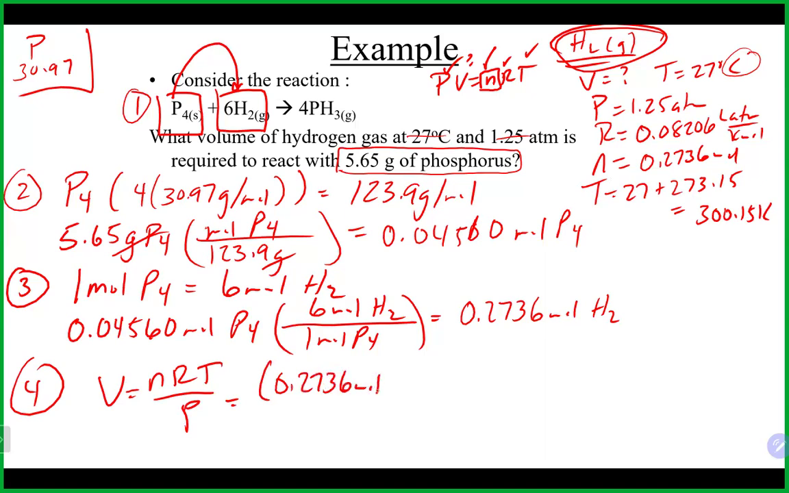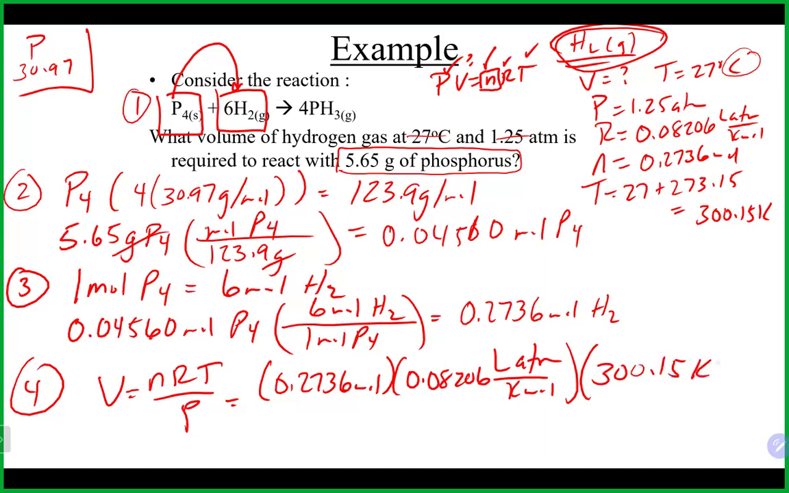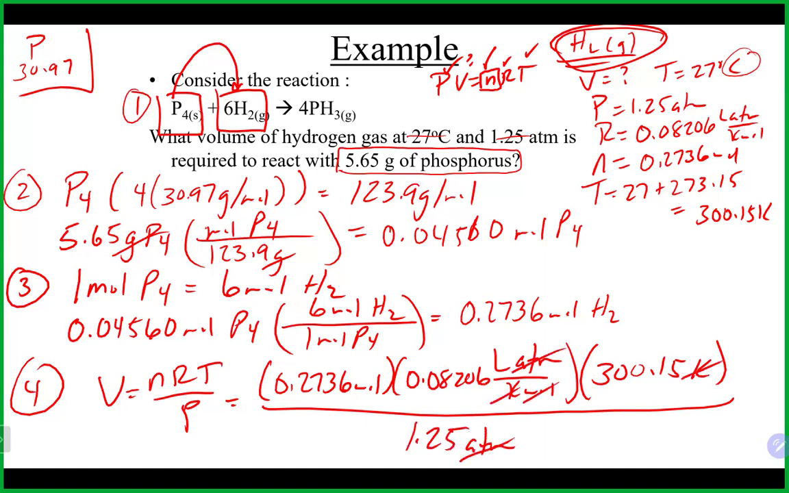0.2736 moles, our R value, and our temperature, all divided by our pressure in this case of 1.25 atmospheres. Atmospheres will cancel, Kelvin will cancel, moles will cancel. Once again, we're left with liters, which is good since that is what we're looking for, a volume.